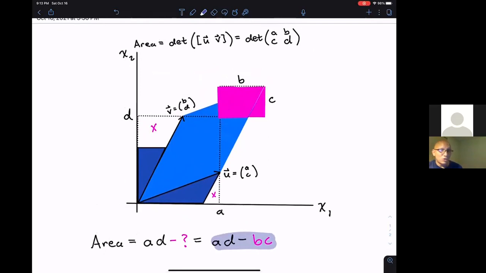I hope this geometric argument helped you see why there was a connection between determinants and the area of parallelograms. If you have any questions, please don't hesitate to reach out.